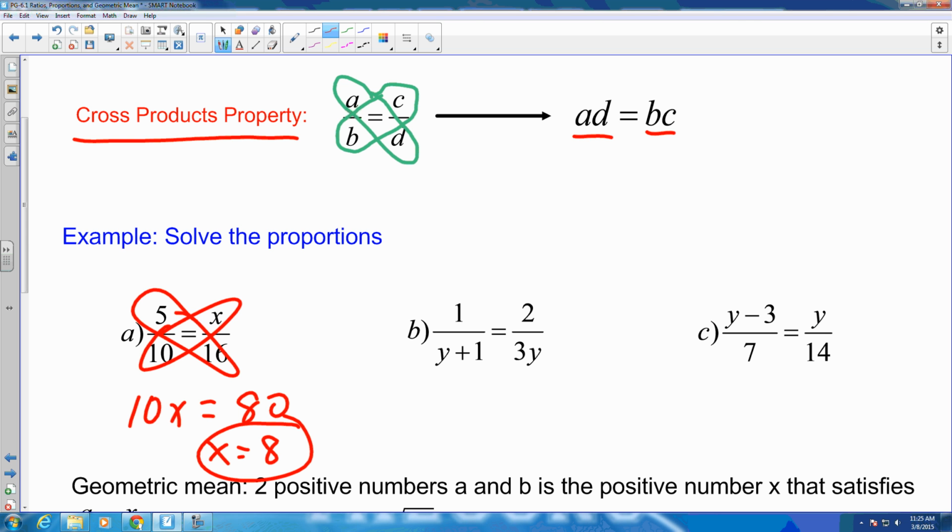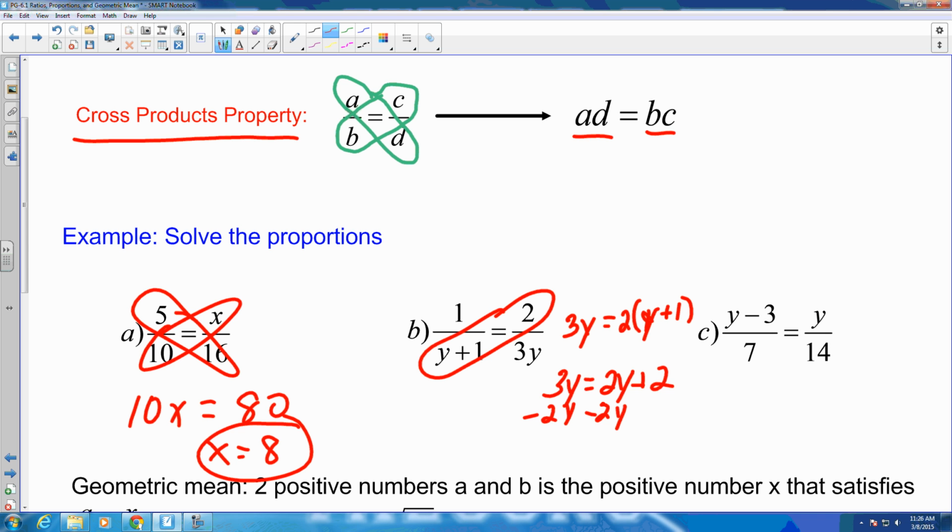Okay. Looking at example B over here, I get to rewrite this as 3y equals, and since I have addition in this denominator, it's going to look like the distributive property. So it's going to be 2 times the quantity y plus 1, and then I distribute the 2. So 3y is on the left-hand side, and I get 2y plus 2. I subtract 2y from both sides, and I get y equals 2. Okay.